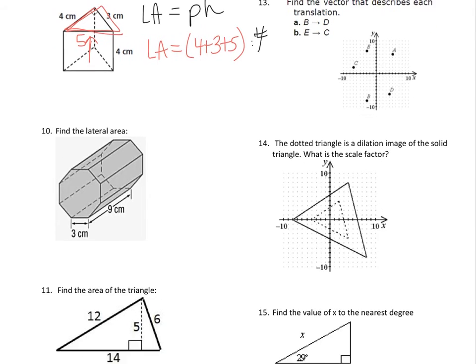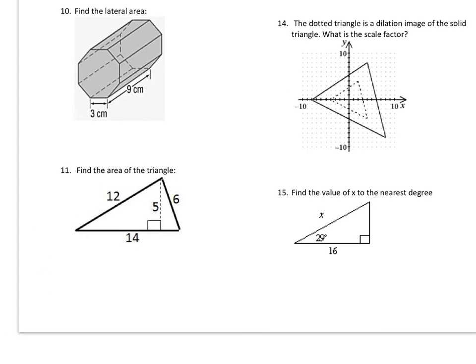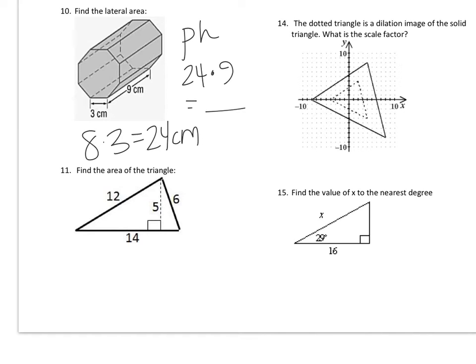And then number 10, find the lateral area. So lateral area of this prism is perimeter times height. So the perimeter, this has 1, 2, 3, 4, 5, 6, 7, 8 sides. So it's going to be 8 times 3, which is 24 centimeters for the perimeter. So it's going to be 24 times 9 is your answer. And then make sure you answer centimeters squared.